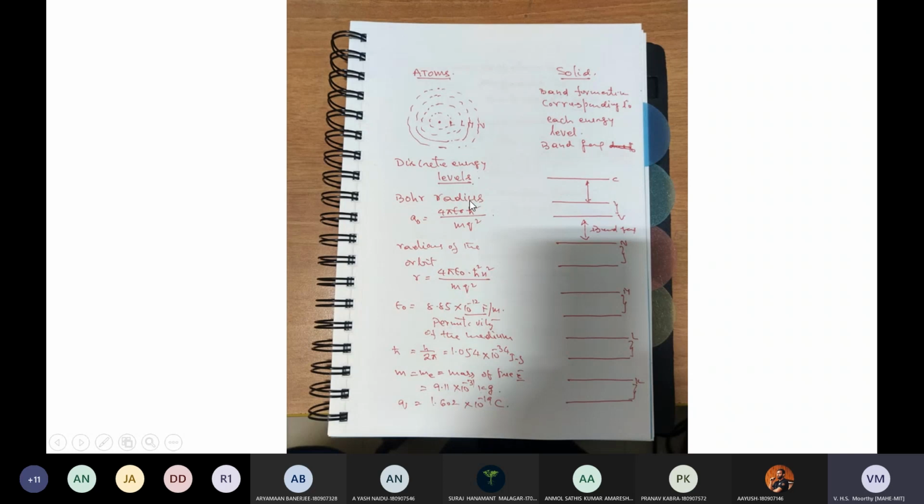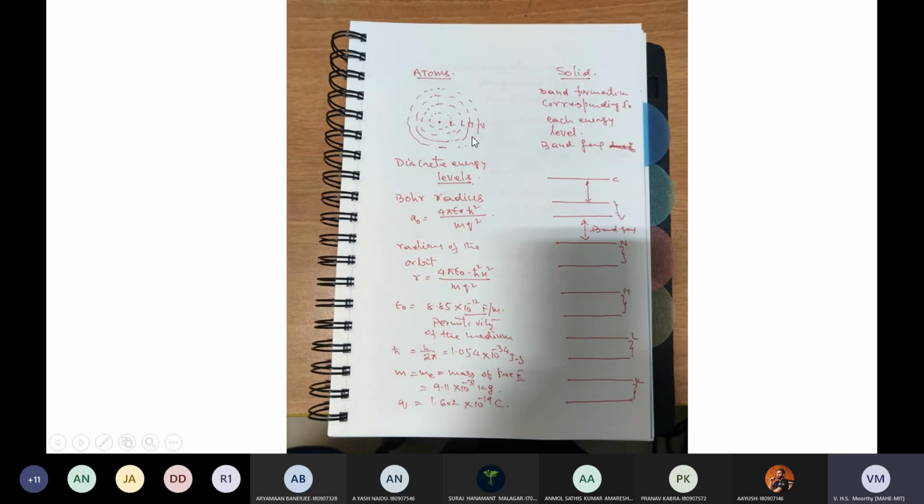Once more, at this stage, nanoscience means we are coming from solid to atoms, from energy bands to discrete energy levels, from classical mechanics to quantum mechanics. This is an important thing.